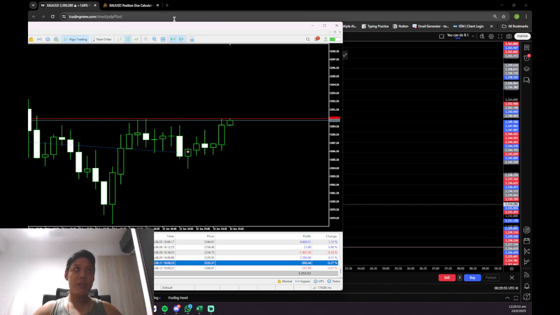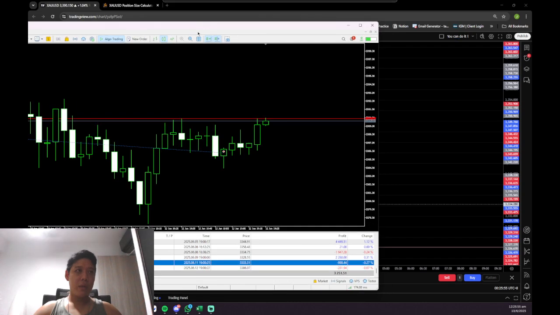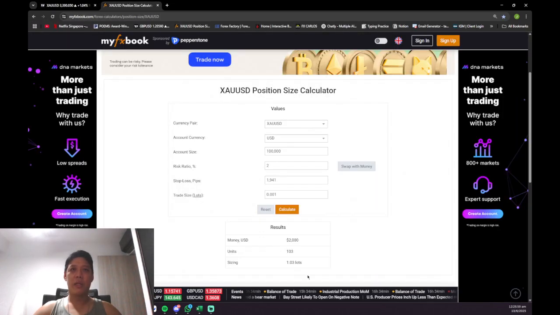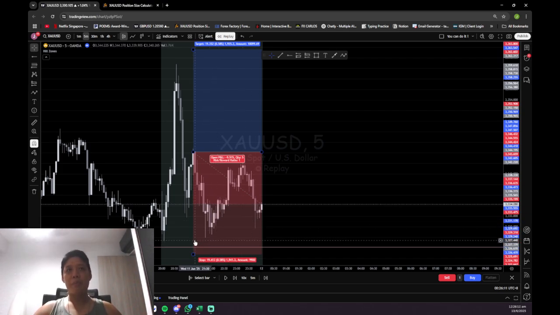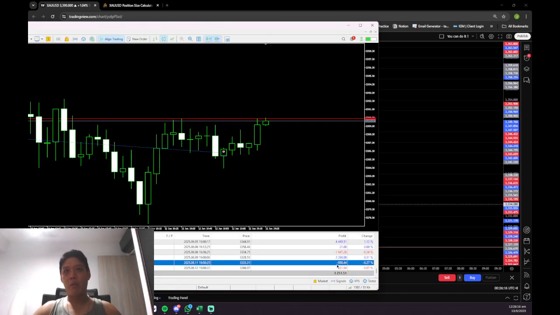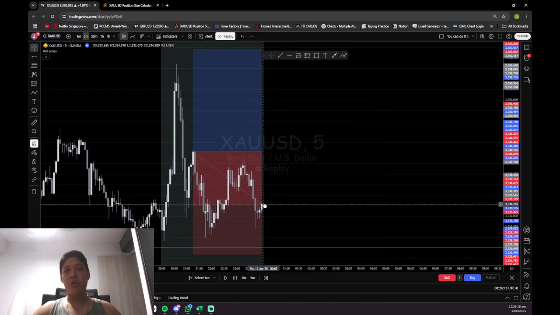Then my lot size, let me zoom out. Okay, volume is 1.09, which is roughly almost like this. I think what I did was a 2000 watt. Let me see. So I don't know how I got that 1.09, but basically it's quite close to 1.03. So that was the position I took, and the loss that I incurred was 1%, which relates to 0.5.